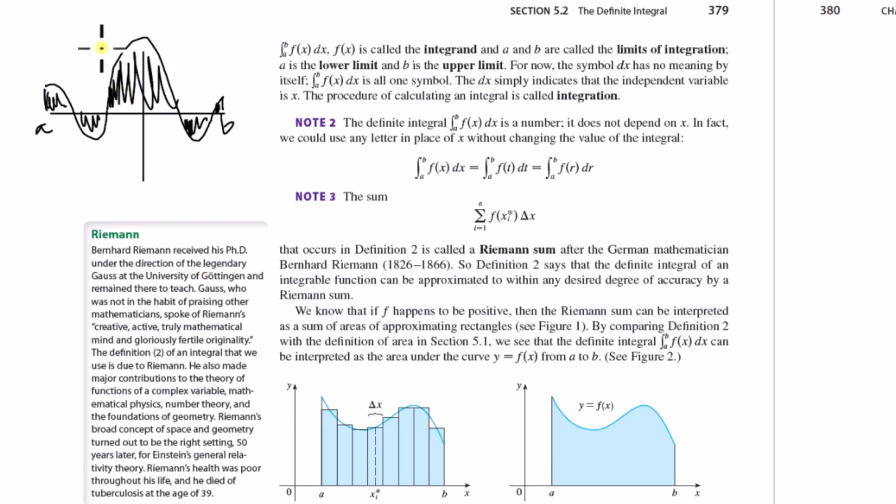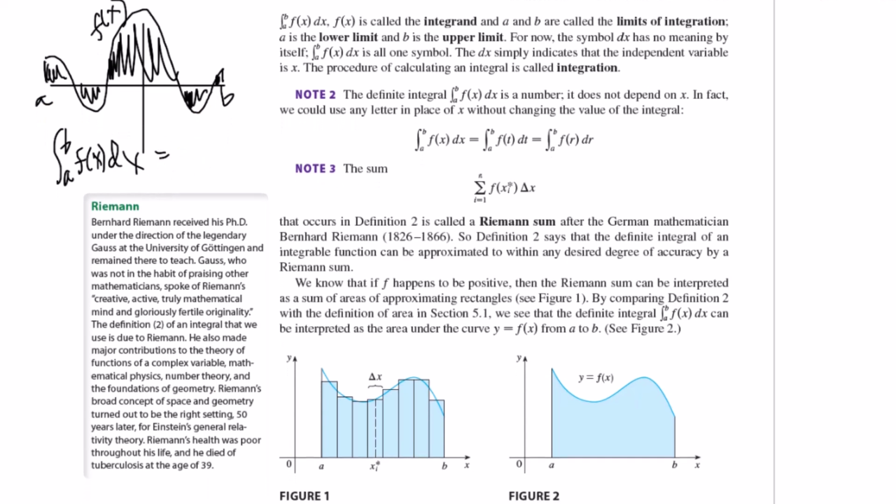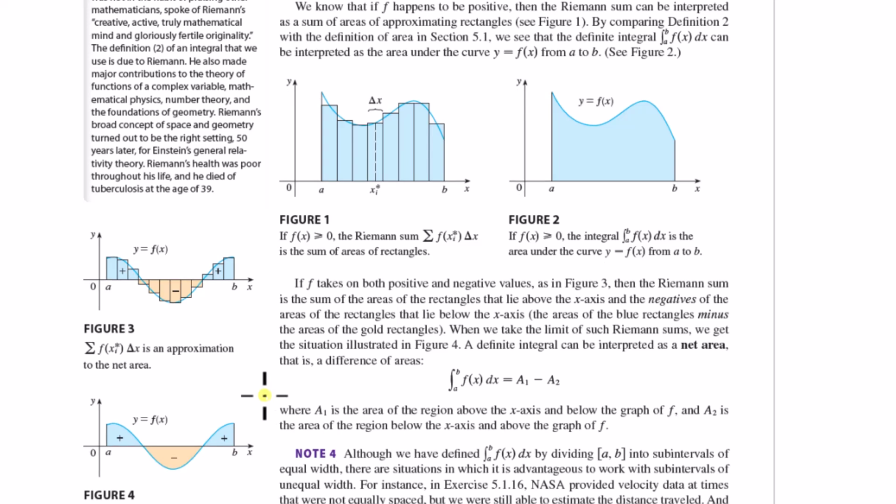Like if this is f of x, then the integral from a to b of f of x dx would be the net area. And it doesn't matter that a is negative, it's the same idea. Okay, so that's something to note.